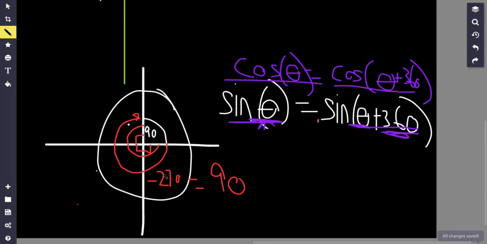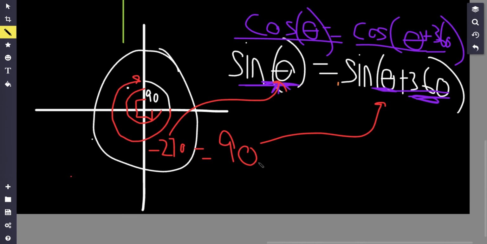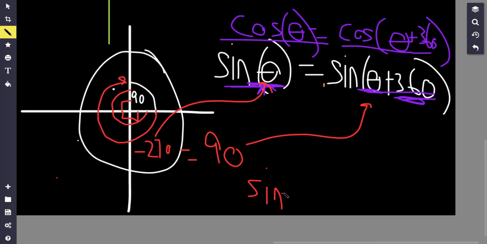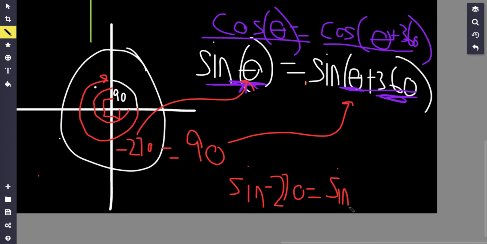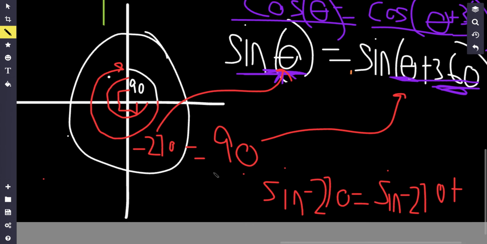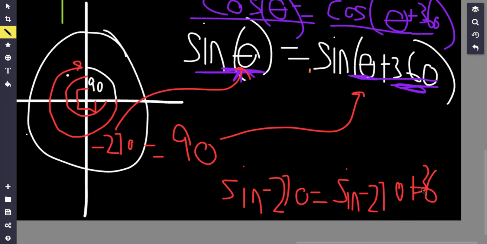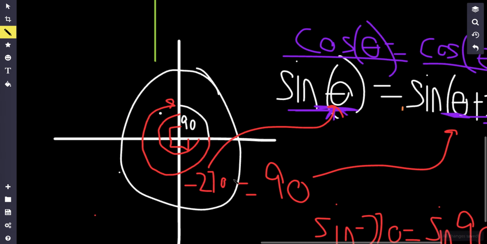And guess what? If you plug these two into the formula, it works. Sine of negative 270 is equal to sine of negative 270 plus 360 degrees. Negative 270 plus 360 gives me 90. So sine of 90 is equal to sine of negative 270.